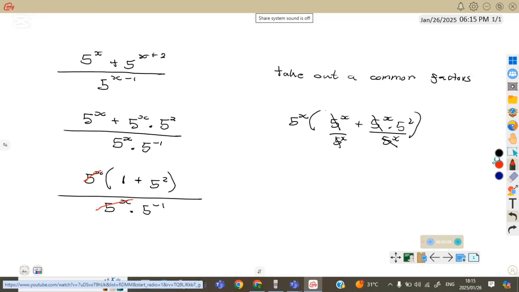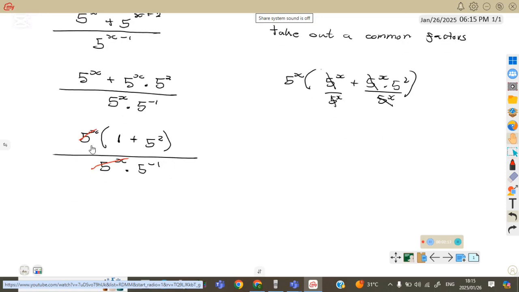And now look at what I'm left with. I'm gonna have now 1 plus 5 squared. 5 squared is what? It's 25, right? So this one is gonna be 25 plus 1, which is going to be what? 26. So this one is going to be 26 all to the power of 5 to the power of negative 1. Right? Do you see that?